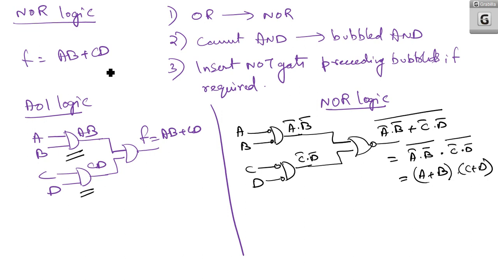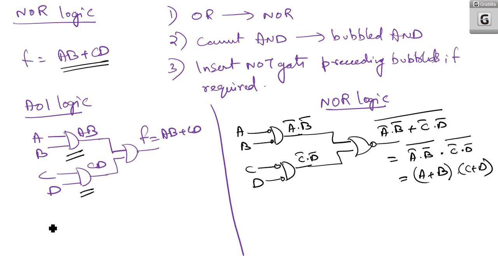So here what you have got is the POS, the dual form of F. If you are getting the dual form of F, you need to convert it back to A, B or C, D. This A or B and C or D is a dual form of A, B or C, D. So here what you need to do is convert it back to this NOR logic.